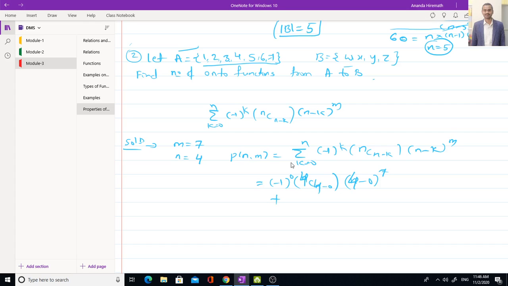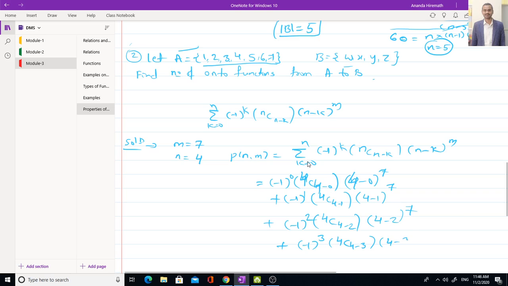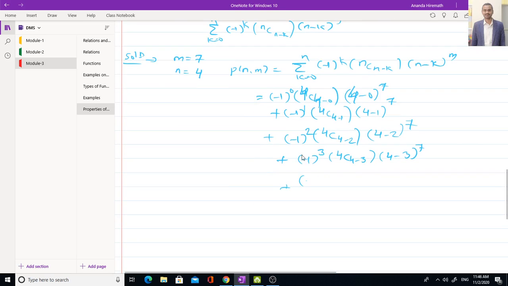Plus, then the second time value of k will be 1, so (-1)^1, 4C(4-1), then (4-1) raised to 7, plus (-1)^2, then 4C(4-2) because k value is 2, (4-2) raised to 7, plus (-1)^3 for the next value of k which is 3, then 4C(4-3) into (4-3)^7, then plus (-1)^4, because the value of k goes up to 4, then 4C(4-4), (4-4)^7.